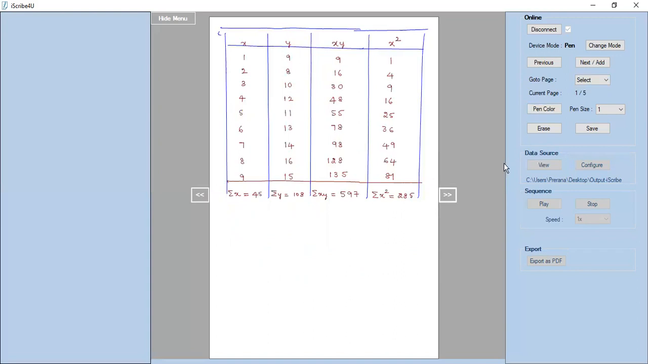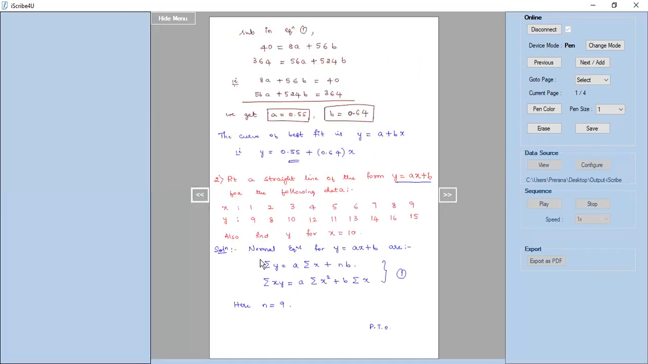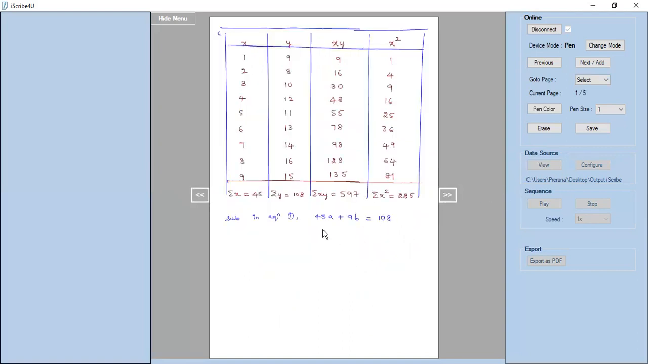Which gives me 45A plus 9B is equal to 108. 108 is summation y. Summation y was in the left hand side, and now I am writing it in the right hand side. I write it in this way only because we can calculate the simultaneous equations directly in the calculator. That is the only reason behind writing in this manner.